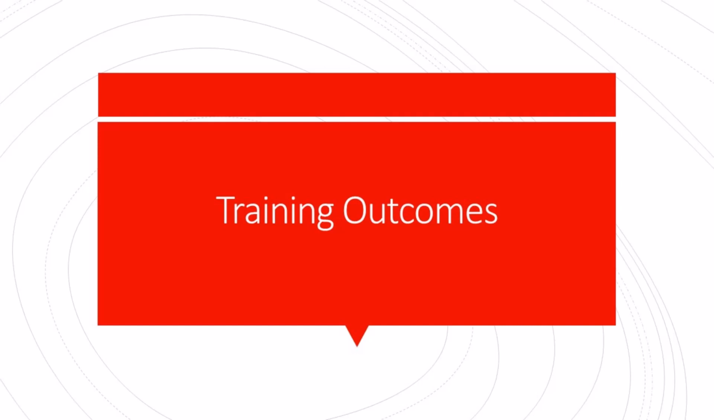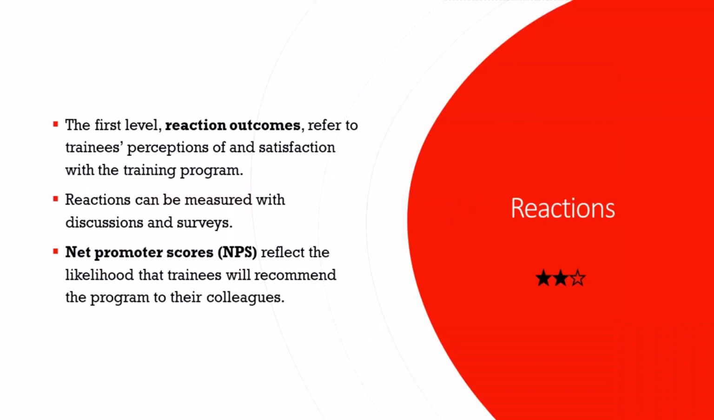In this video, we will review the 5 levels of training outcomes in the popular Kirkpatrick-Phillips model, and the methods we might use to measure these outcomes. Trainees' reactions to the program make up the first level. These reactions include their perceptions of, their opinions of, and their satisfaction with different elements of the program. We usually measure reactions with post-training surveys.